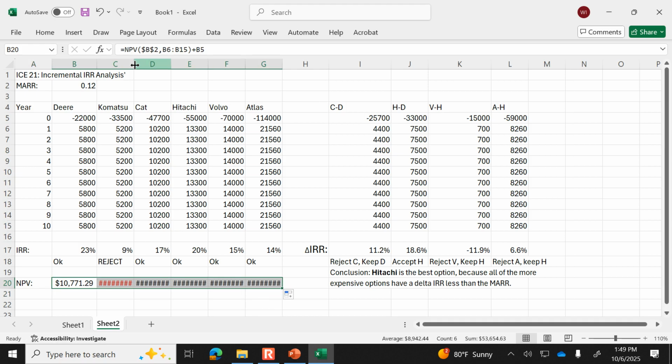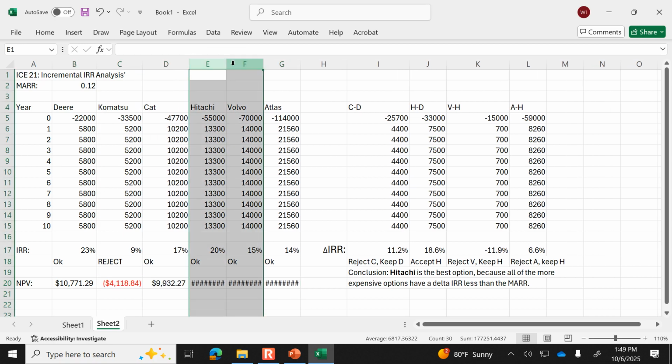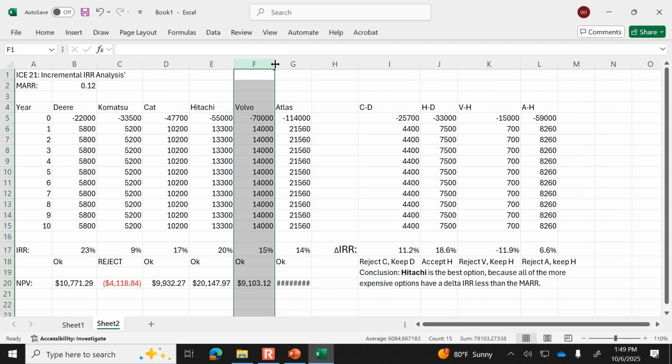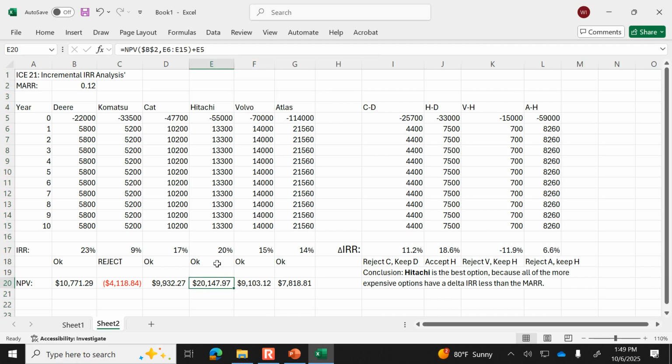So what we should see is the highest net present value should be the same thing that we got from our incremental analysis. Hitachi is best. Hitachi is best. All is right in the world. All right, that's incremental analysis.